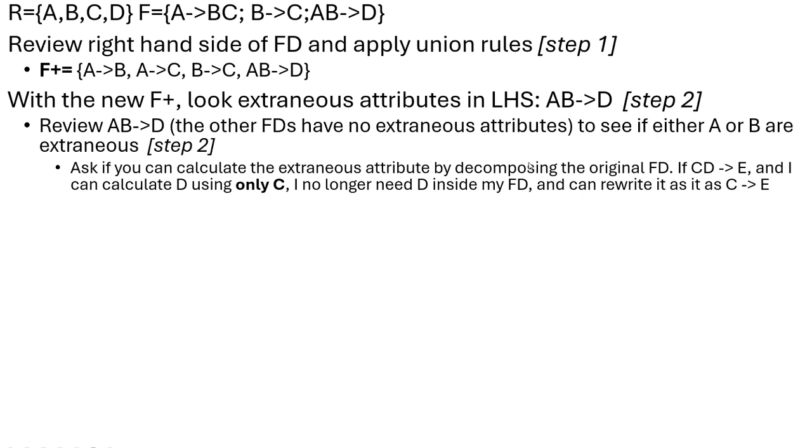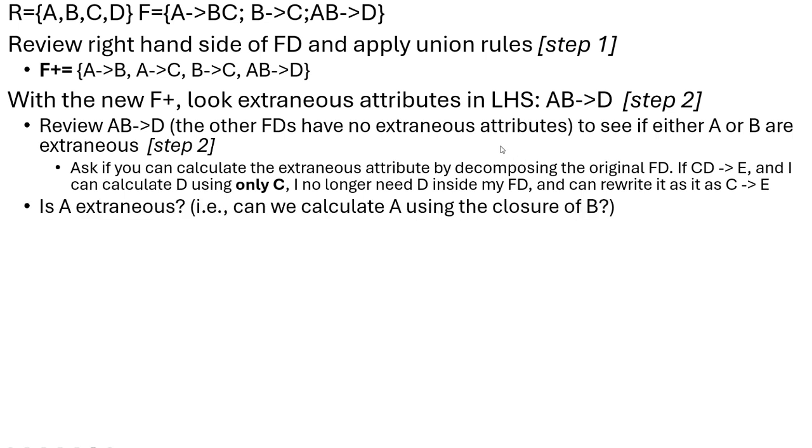Because again, we're trying to get to that candidate keys, and we're trying to make sure that we have our minimal set, okay? So to actually go through this process, you first think of your relation, AB implies D, and we say, okay, is A extraneous? So can we calculate A using the closure of B? And again, to rewrite this, if I can get A using the closure of B, I don't need A anymore in my functional dependency, because I can get that guy somewhere else.